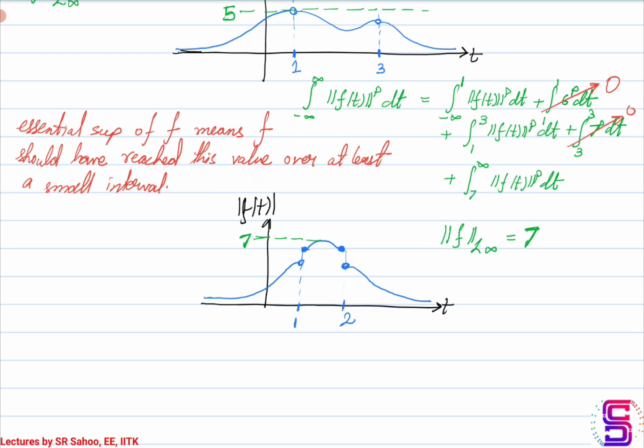Okay, so if this 7 would have occurred at just one instant of time, then it doesn't count, because from the definition of the LP norm, it will have no contribution in the integration itself. But now, because it is over a finite time interval, no matter how small the time interval is, it has to be over a finite time interval. So if this had been over the time interval 1 to 1.0001, then also it would have counted. No matter how small the time interval is, it should be over a finite time interval.